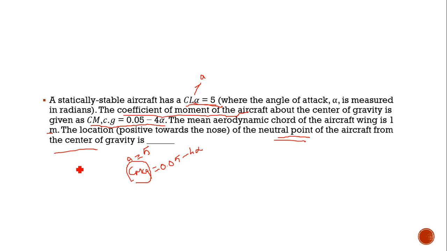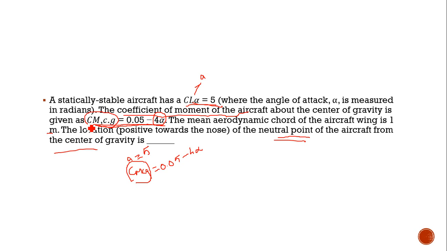From the question itself, we can easily find this sum. How to solve this sum? They have given both values, and they just ask us to find the final answer. See here, they have given a clue: CMCG equal to 0.05 minus 4 alpha. So they have given the value for CMCG in terms of alpha.